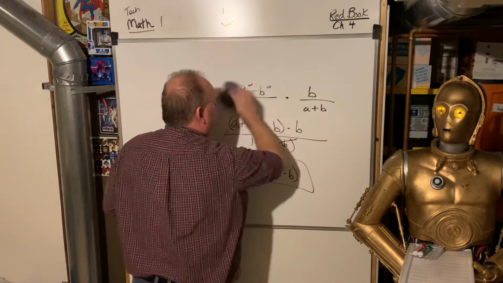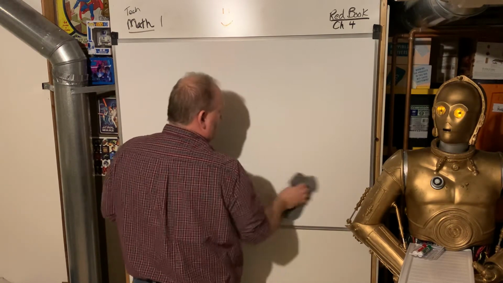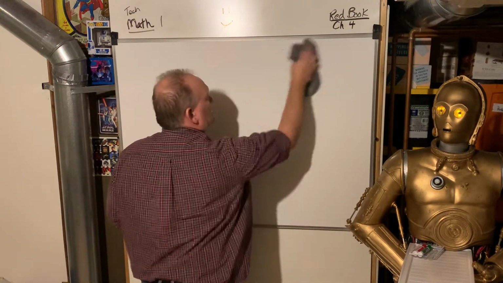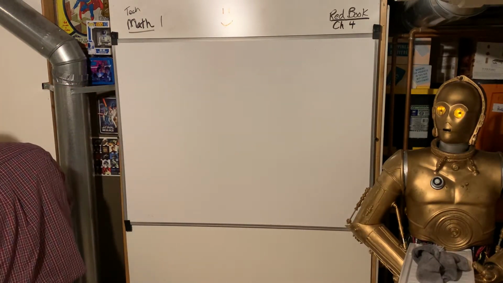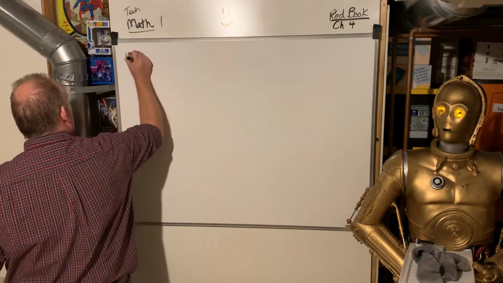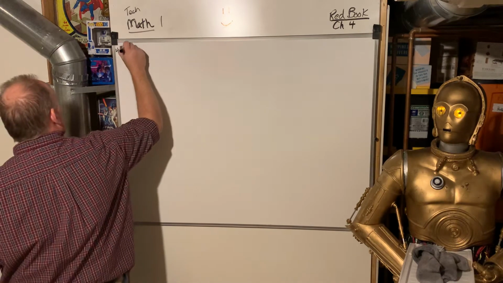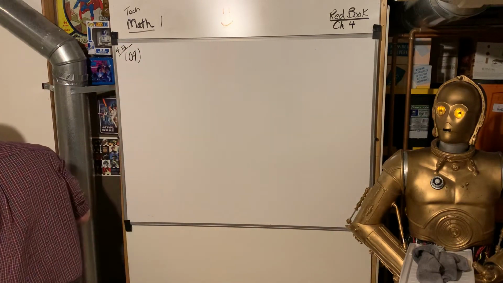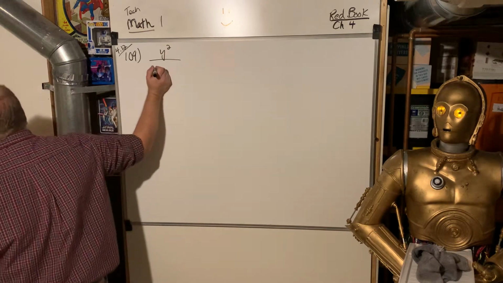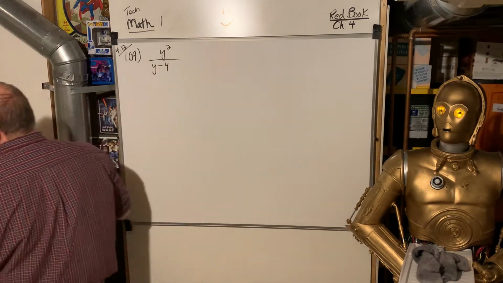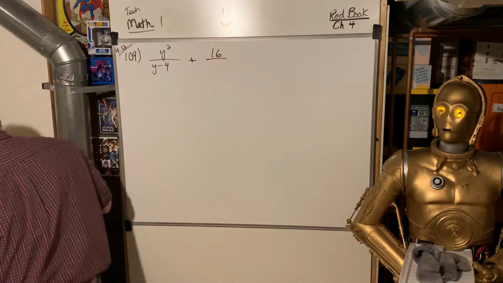That's adding when there's a common denominator or close to a common denominator. So let's take a look at one problem like that. 109. So this is 412. And it's y squared over y minus 4 plus 16 over 4 minus y.